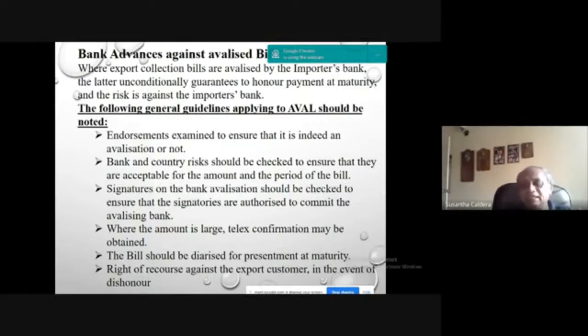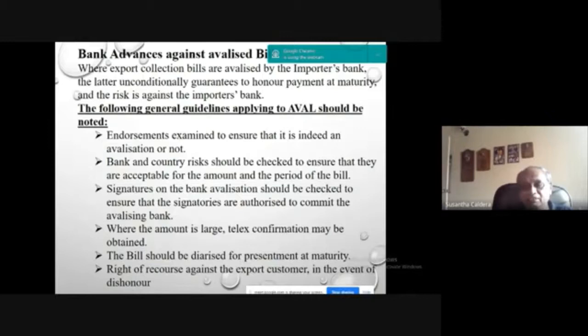We send the authenticated paper that we have avalized this bill. Bank and countries should be checked to ensure that they are acceptable for the amount and the period of the bill. Right? Understood? Otherwise, if the bank in Syria or Myanmar is avalizing bills, there's no point, right? If some unrelated bank is avalizing the bill, no point. Even the blood bank is a bank. Blood bank got avalize right?